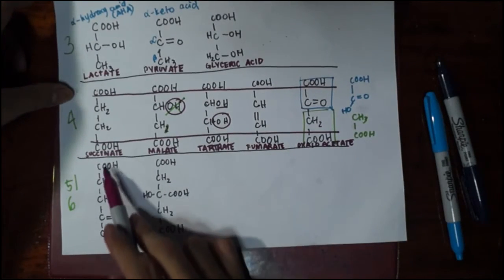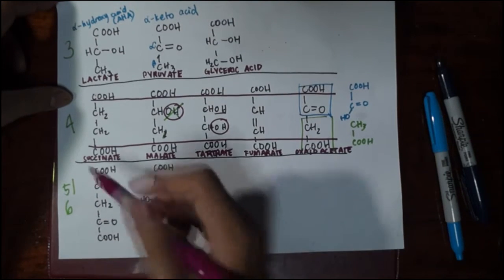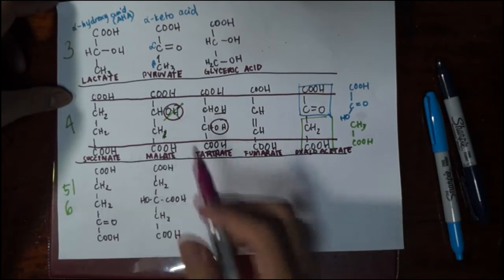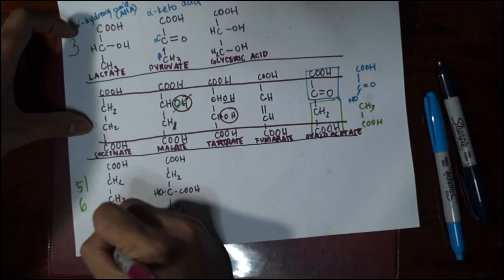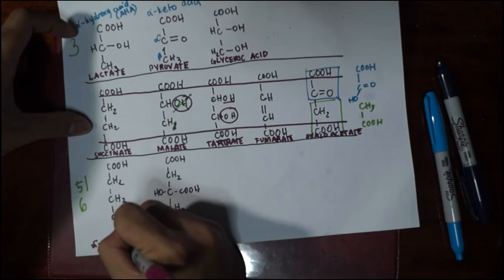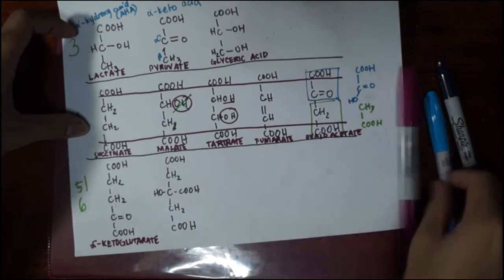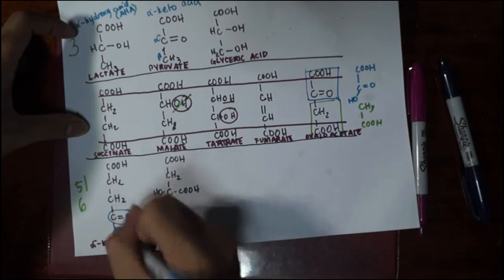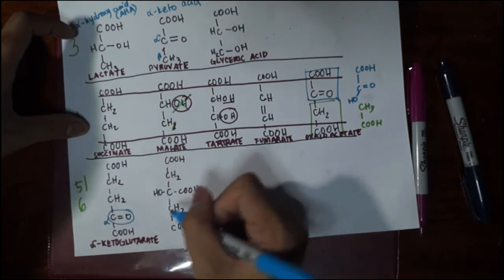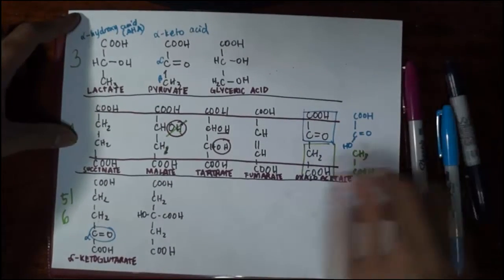And now we go to the 5 and 6 carbon acids. This is the only 5 carbon acid that we will encounter in the Krebs cycle. 1, 2, 3, 4, 5. And the name of this one is alpha-ketoglutaric acid, or alpha-ketoglutarate. Where's the alpha-keto group here? It's located here. So we assume that this is the alpha carbon. Alpha-keto, and then 5 carbons, glutarate.